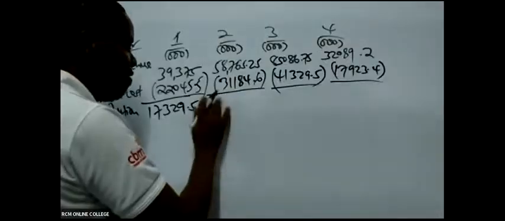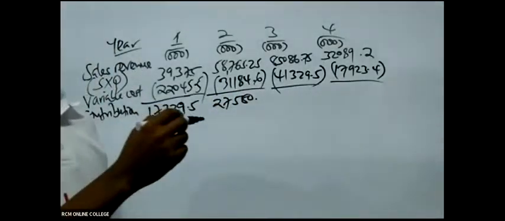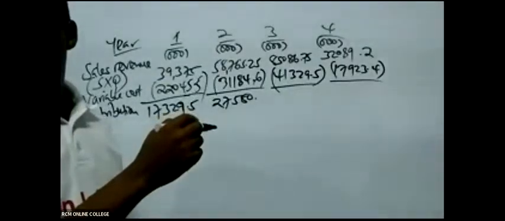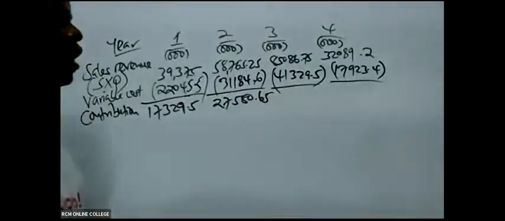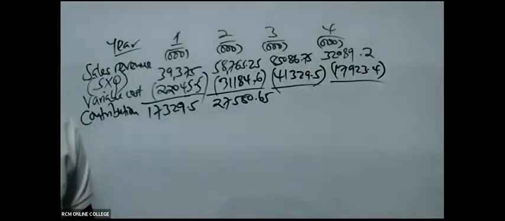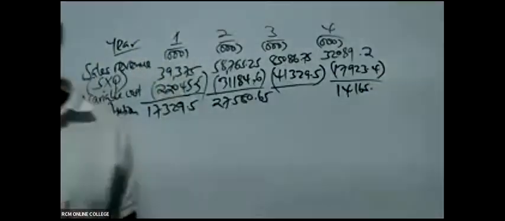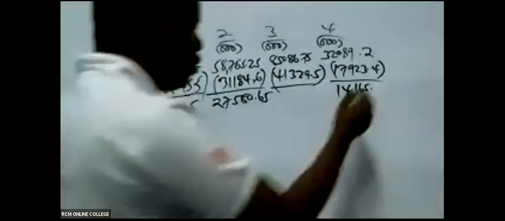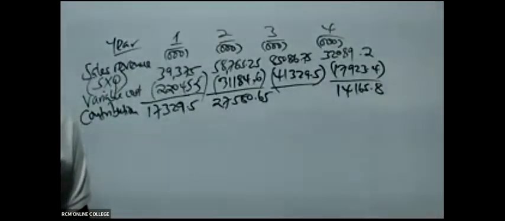27,580.7.65. Year 3. Year 4 is 14,165.8. Year 3, I have not seen for year 3.